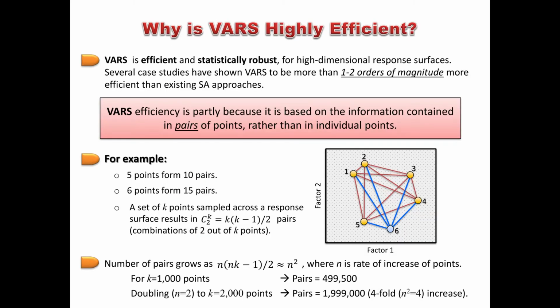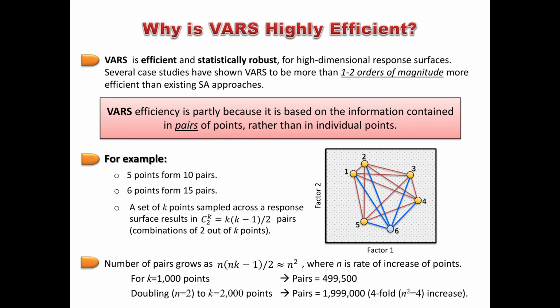So I'm approaching the end of my presentation. I'm not showing any more case studies, but we've applied VARS to different case studies, and we have compared it to other GSA robustness analysis implementations, and we've seen VARS is significantly more efficient and robust, 1 to 2 orders of magnitude across different case studies. So we've been looking at the reasons for that, and it could be explained probably by this argument that VARS is very efficient because it's partly based on information contained in the pairs of points rather than individual points.